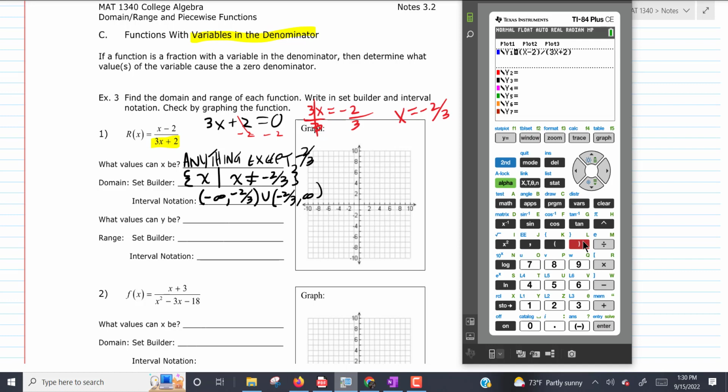So get that in exactly that way. Anytime you put a fraction in your calculator to graph, general rule of thumb, numerator in parentheses, denominator in parentheses. If you always do that, you'll never go wrong. All right, let's graph it and see what it looks like. This is going to look kind of weird.